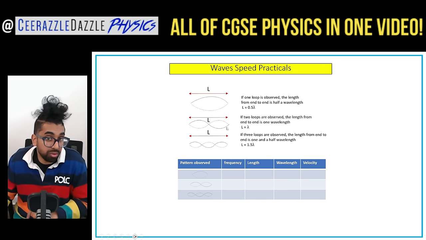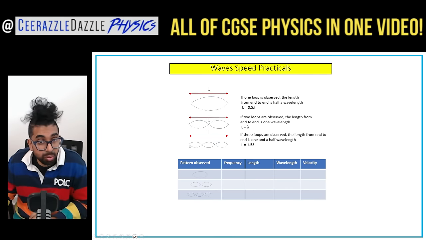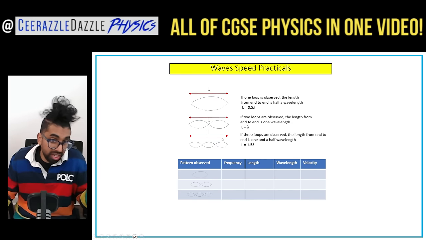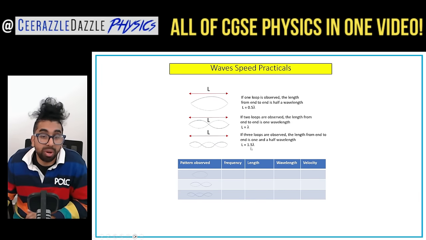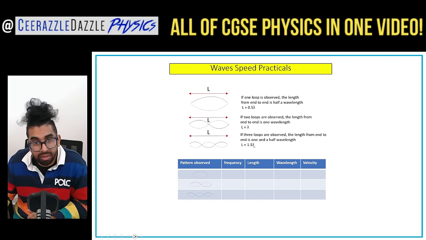So the length is equal to exactly the wavelength. For this one, it's got 1.5. So this one, the length from one end all the way to the opposite end will be equal to 1.5 wavelengths. So therefore, to calculate the wavelength, I take the length which I measure, divide it by 1.5 for this one, and this one, the length will be equal to the wavelength, and this one, the length will be equal to half a wavelength over here.